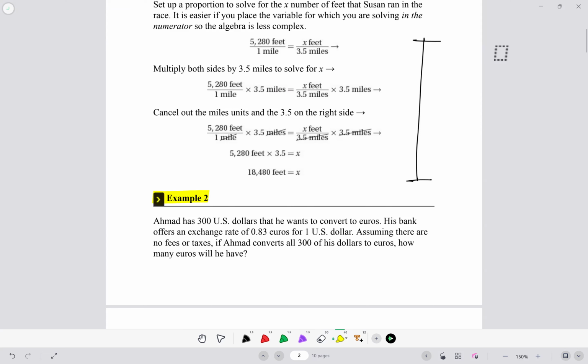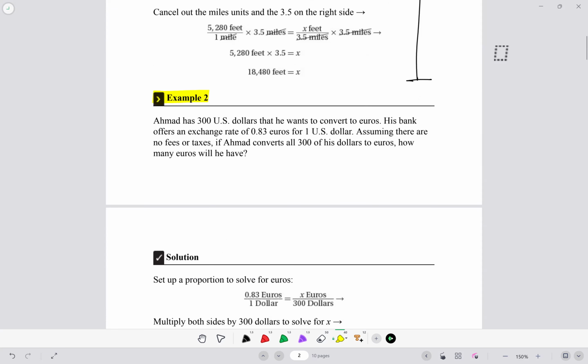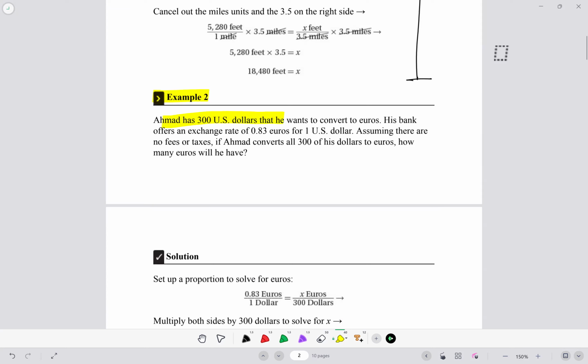Ahmad has 300 US dollars that he wants to convert into euros. His bank offers an exchange rate of 0.83 euros for 1 US dollar. Assuming there are no fees or taxes, if Ahmad converts all 300 of his dollars to euros, how many euros will he have?